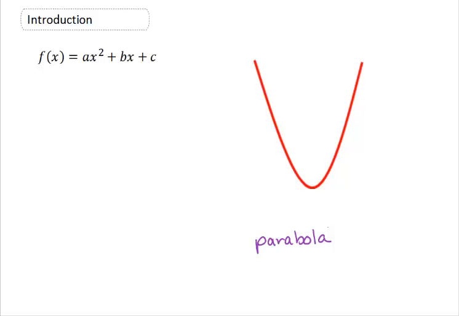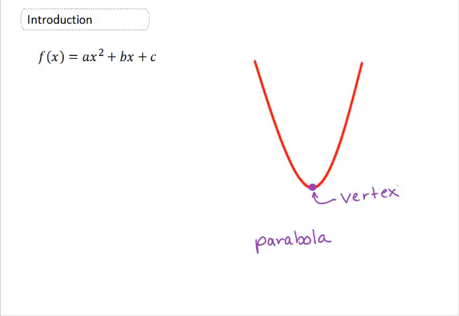The first thing is the point right here. That point on the parabola is called the vertex. If we can figure out where the vertex is in our parabola, then that gives us the most important detail about the graph. The second most important detail about the graph is to figure out which direction your graph opens.